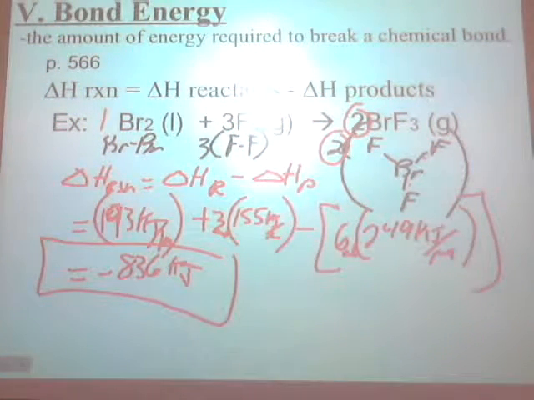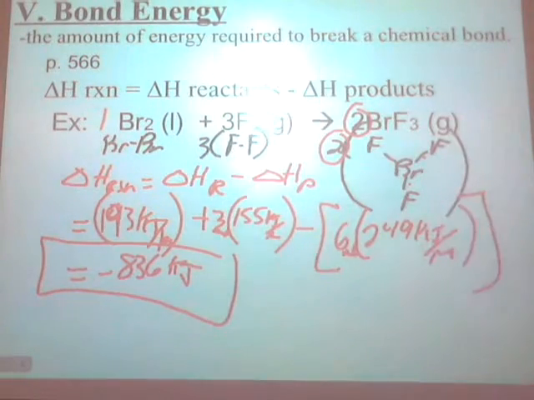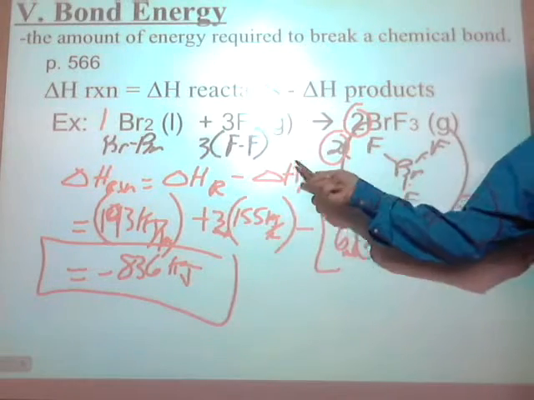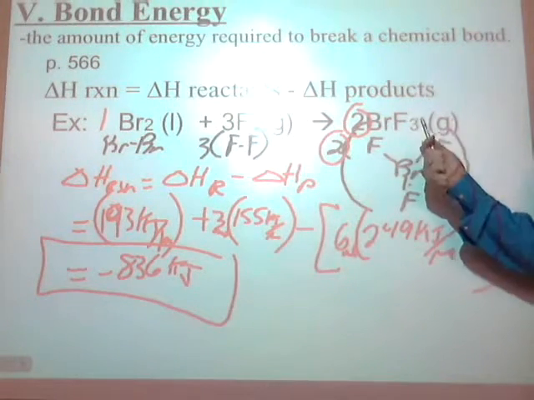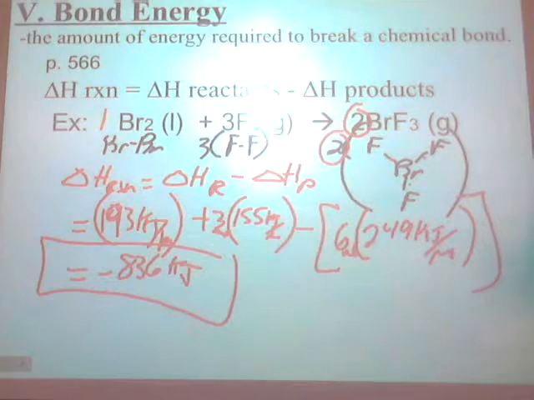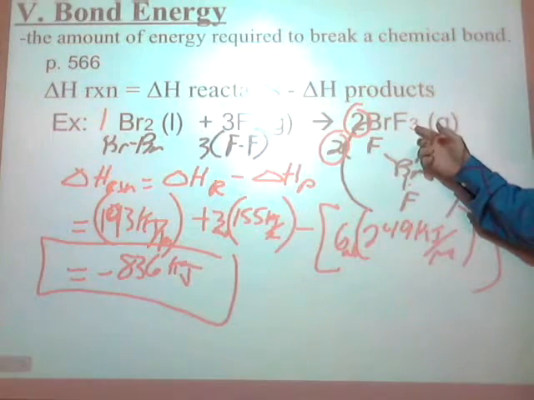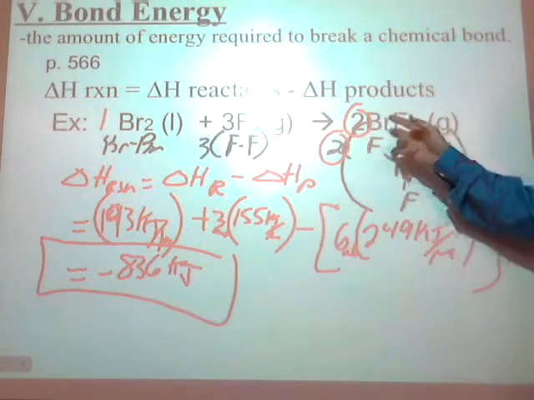Did you get that? Good. Negative 836? All right. Excellent. So in this case, I have to be careful. I have to use the subscripts. The subscripts don't always mean what you think they mean. A lot of times you get the idea that, well, if it's a 3, I'm always going to multiply by the subscript, so I'm going to multiply by 2. You don't.